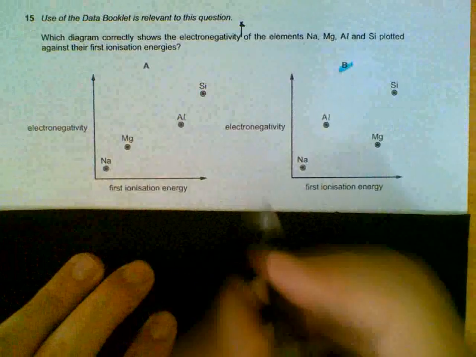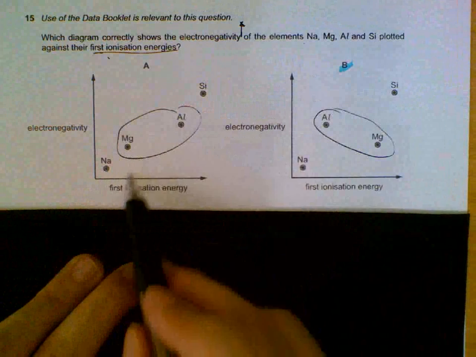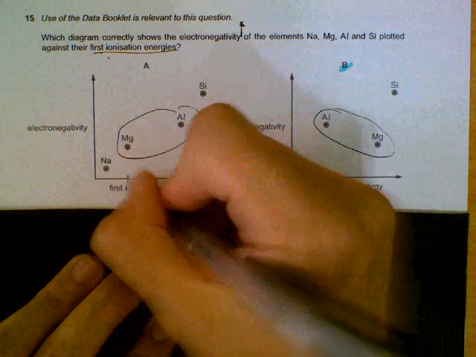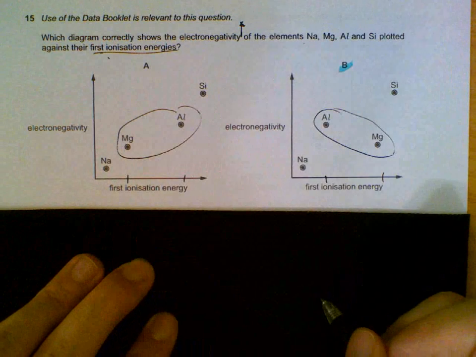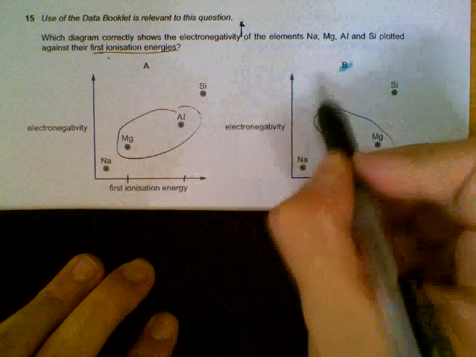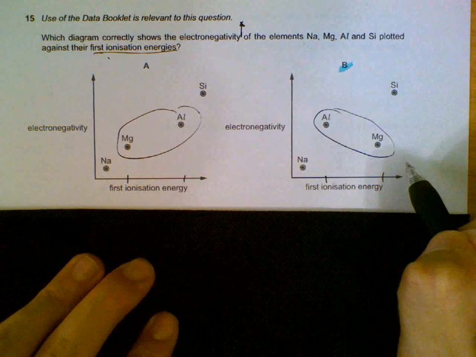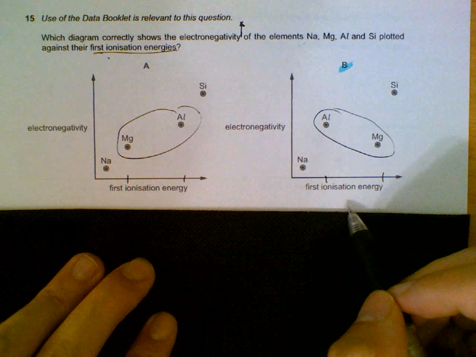And then we compare their ionization energy. The difference between options A and B is aluminium and magnesium. Here it says aluminium has higher ionization energy. Here it says magnesium is higher. The ionization energy, although it generally increases across a period, has certain exceptions that we have to be careful of.